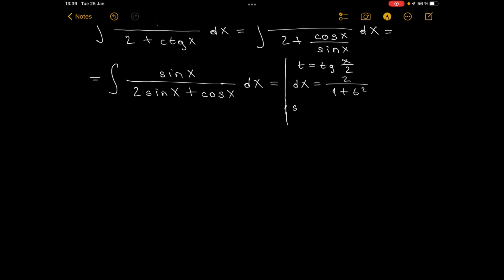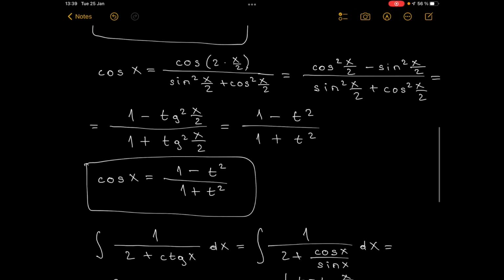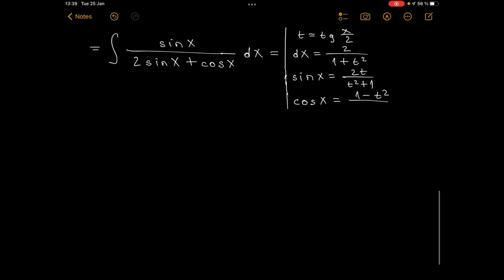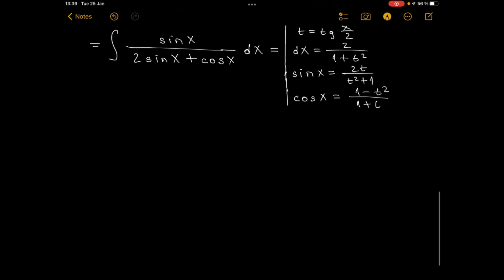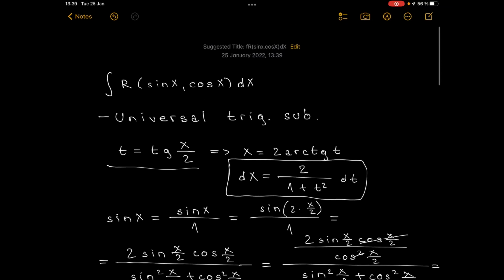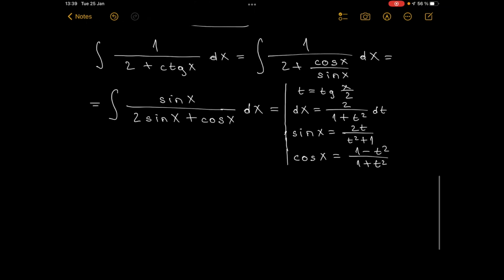Sine of x is equal to 2t over t squared plus 1, and cosine of x is equal to 1 minus t squared over 1 plus t squared. And of course, let's not forget the dt right here. Okay.